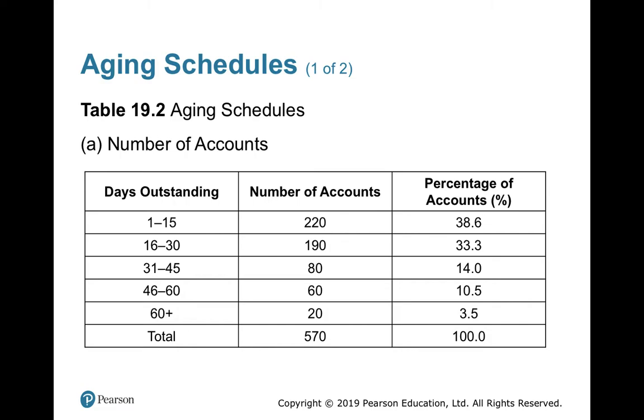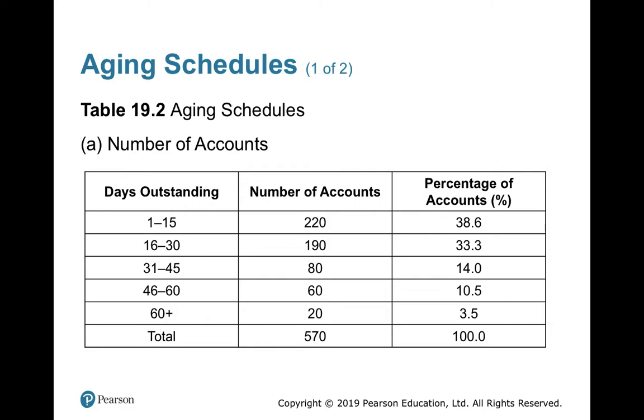190 customers are paying within 16 to 30 days. Another 33.3%. No need to disturb them. 31 to 45 days, 80 customers are paying, 14%. If you are allowing a maximum 45 days period. 46 to 60 days customers are the lazy fellows. They are making your receivable days increase. So you have to talk to them on an immediate basis because they are paying too late. 20 customers are paying after 60 days, and they are the real culprits for increasing your receivable days.